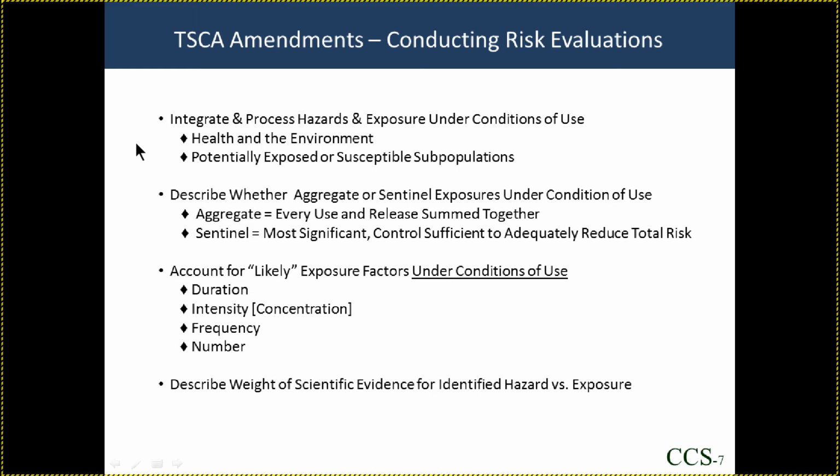But they have to consider hazards and exposures under the conditions of use, and those are exposures to human health and/or the environment. One of the deadlocks in Congress for a year or more was how they were going to define exposures. And in the law, they have now combined the two opposing viewpoints so that EPA has a choice. They can either do an aggregate exposure for every use and everything summed together, and that's the exposure level, or they can do a sentinel exposure, which is the worst exposure they found, and if that one's controlled sufficiently, then it will reduce the total risk.